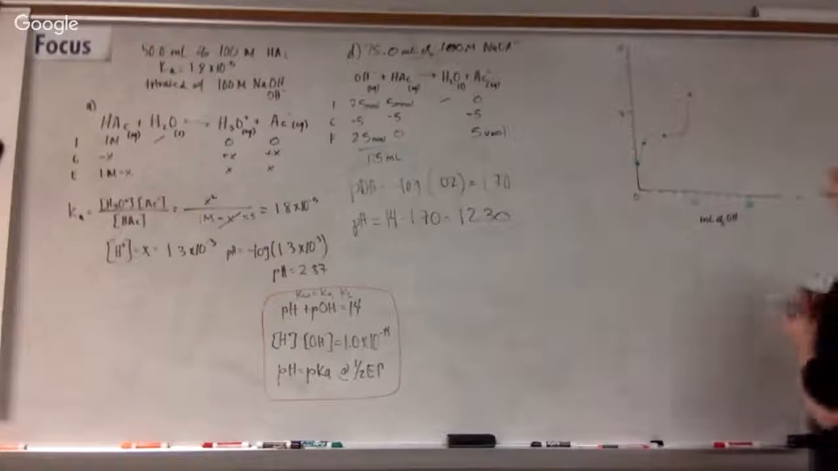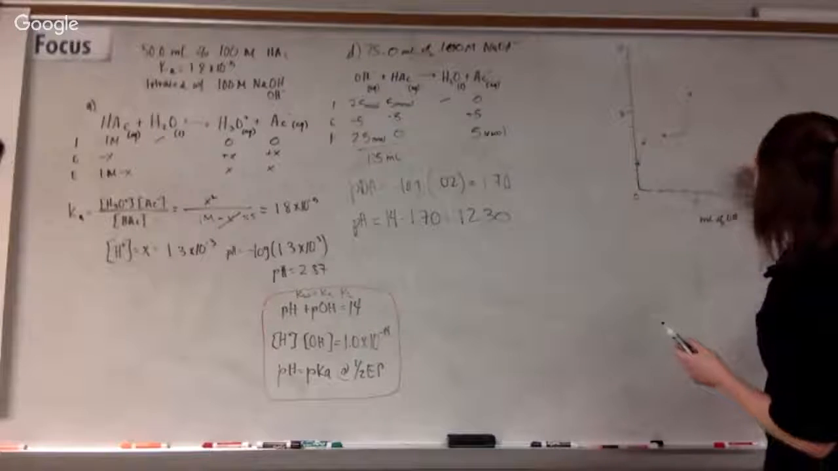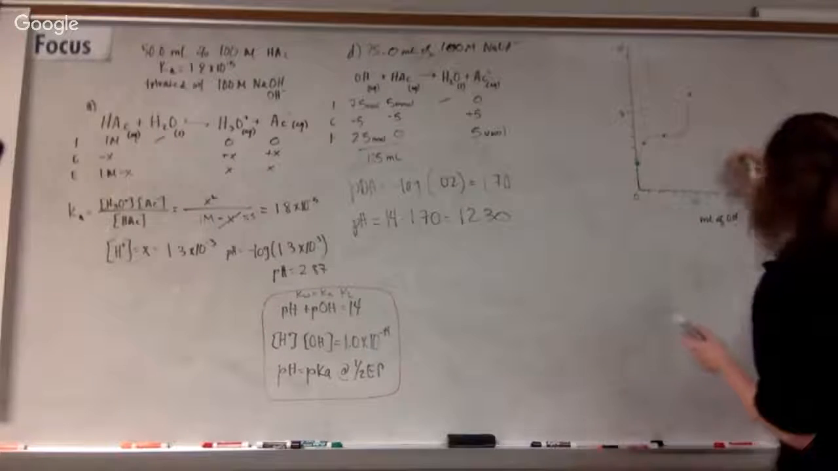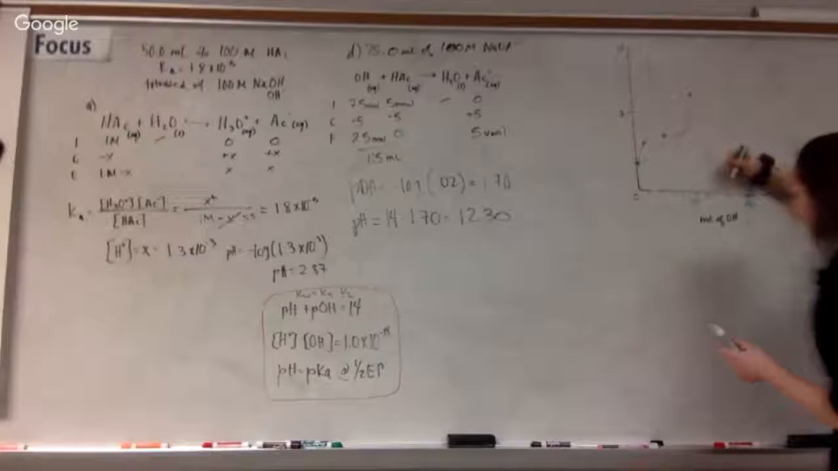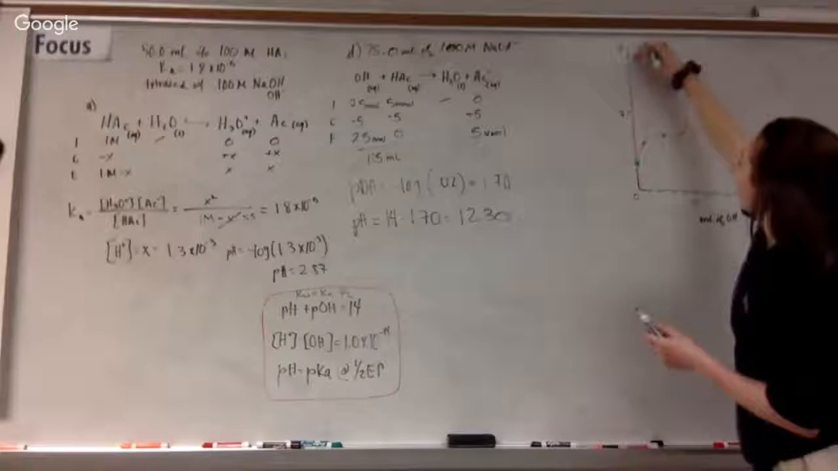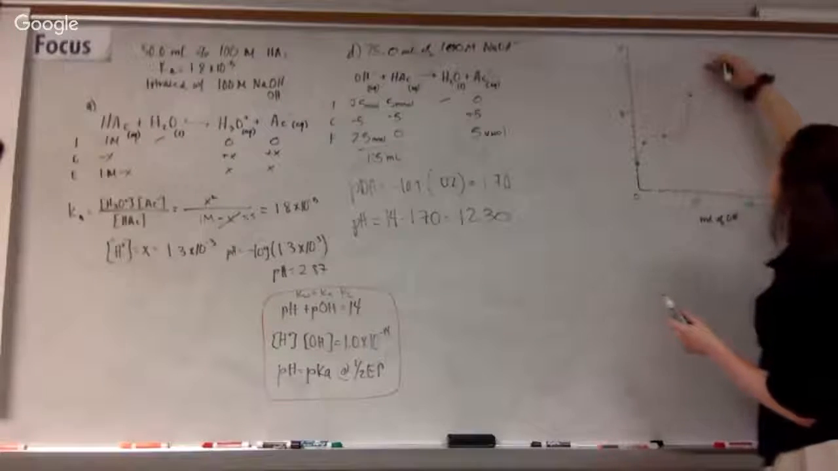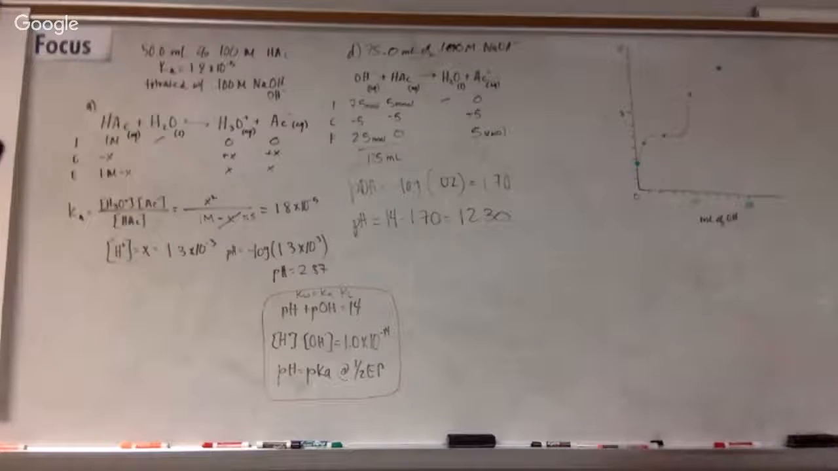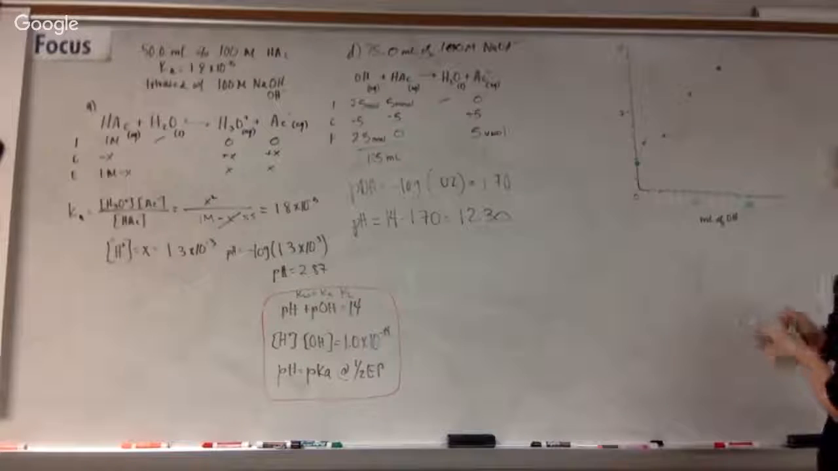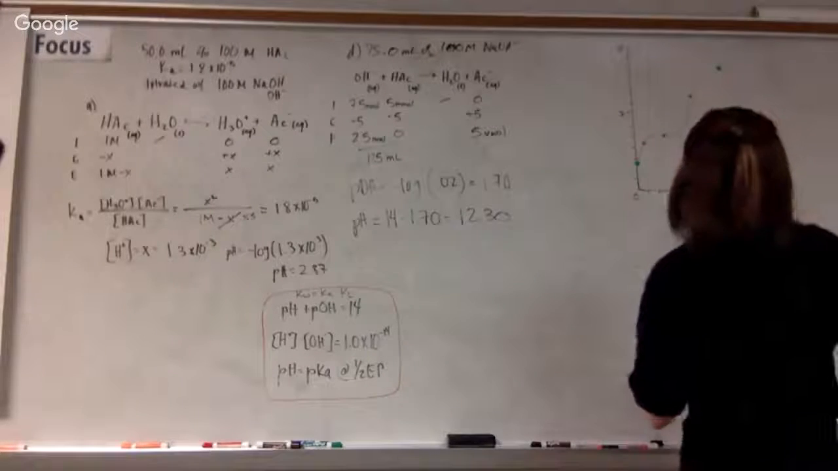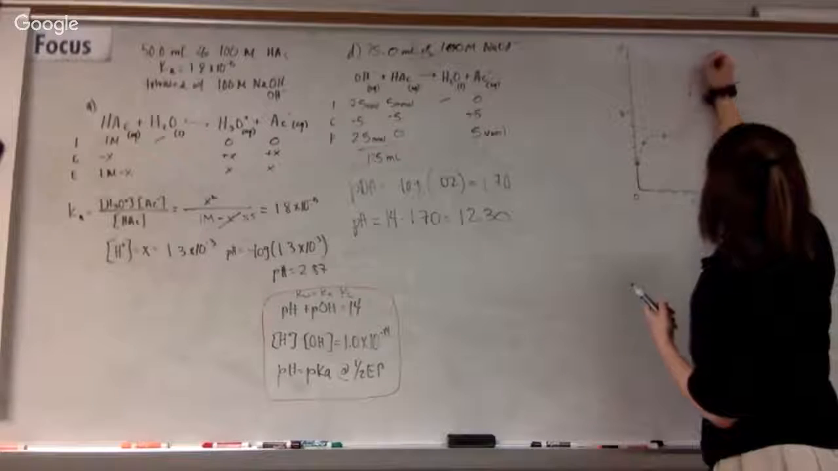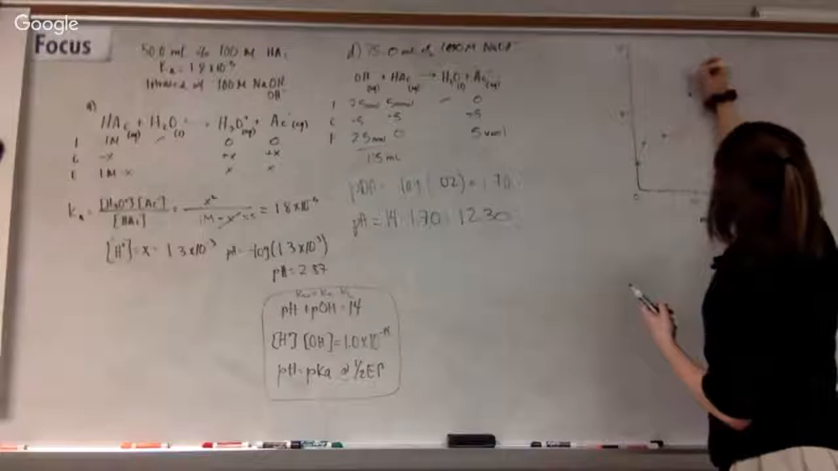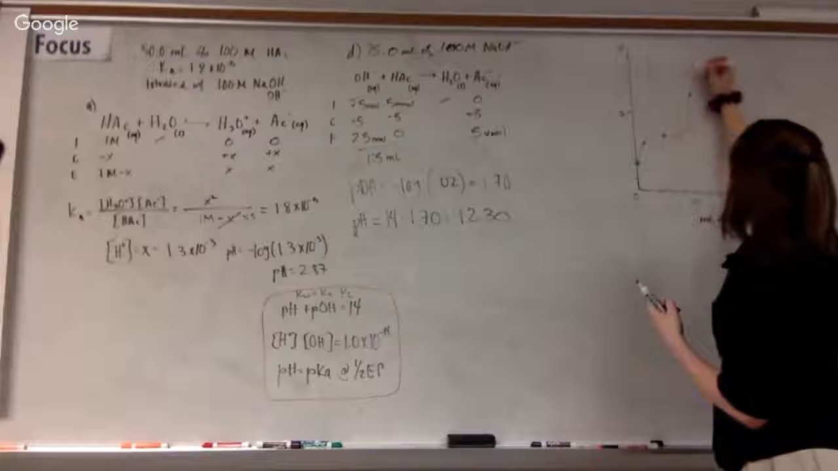So let's go to the 75 milliliter mark, and let's go all the way up to 12.30. Wonderful. So now you're going to go almost completely straight until you're almost at that dot, and then you're going to curve it over. Now curve it. Like that? Yep.